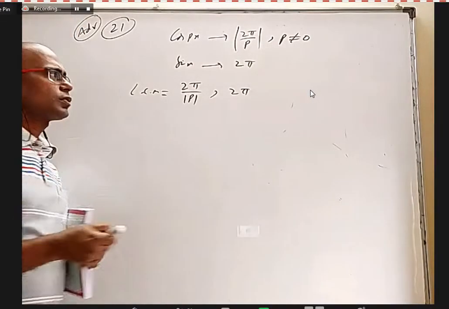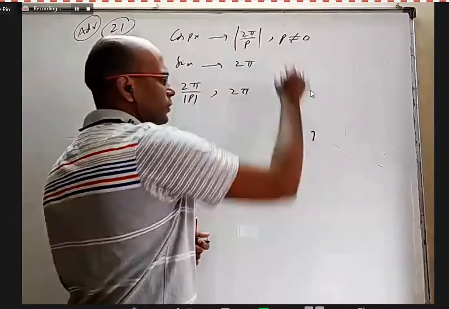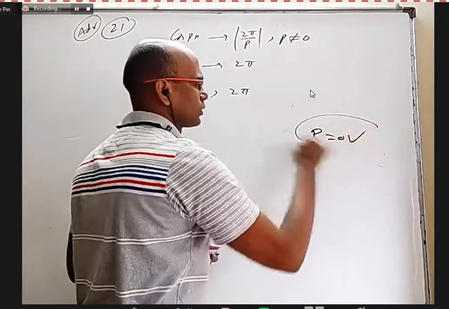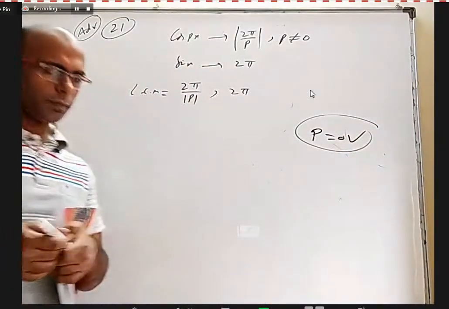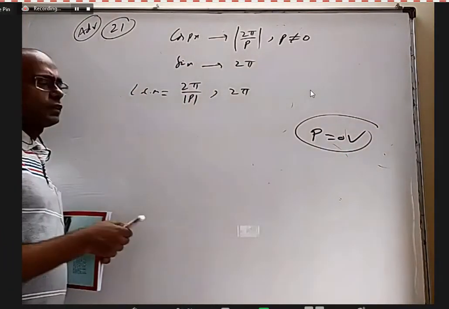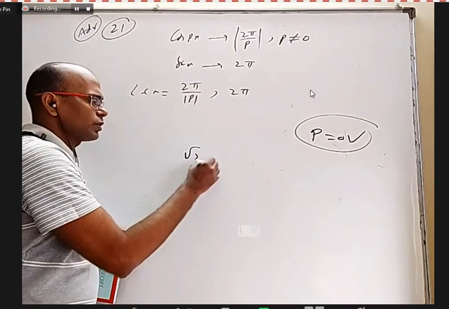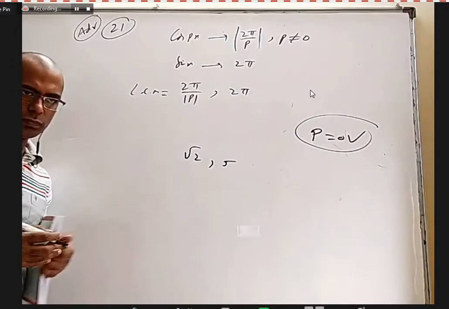So p equal to 0 alone is fine. Not from here, but p equal to 0 is also good. It will become 1 plus sin x, which is periodic. Other than that, as I said earlier, if you take root 2 and 5, there cannot be any LCM.